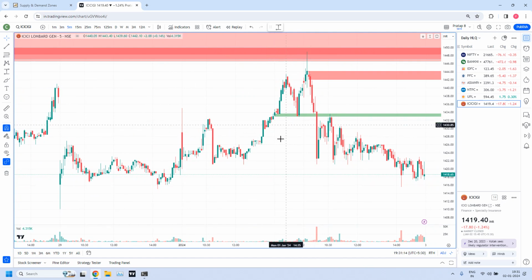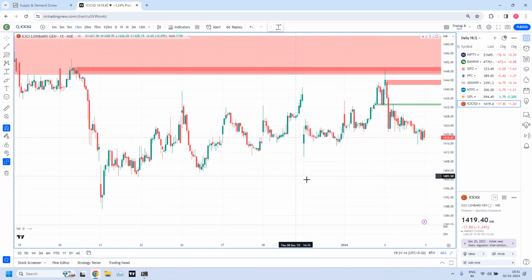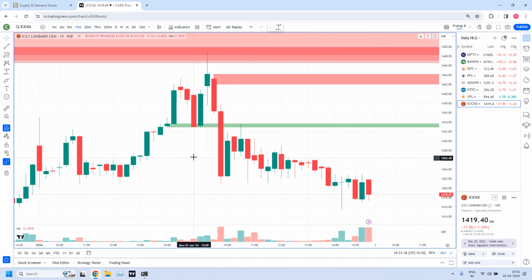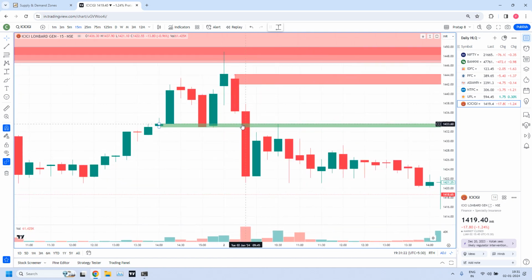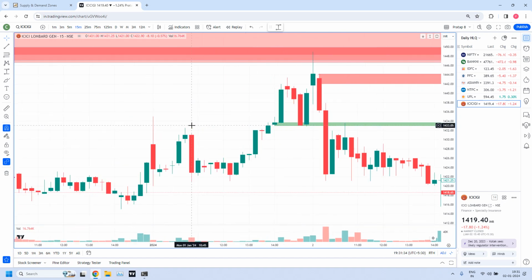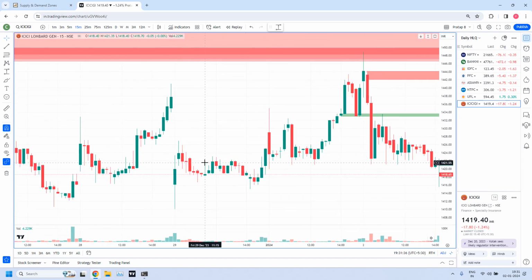But anyway, this is going to be our target. We have to stick to the target. So you have to book your profit when prices reach this area. And that way ICICI GI has given 7,350 rupees profit, which is a 5.8% return on the investment. So these are all the stocks from our yesterday's high liquidity zones.